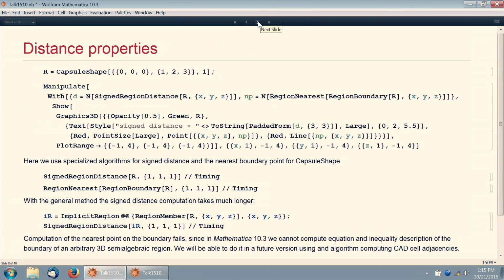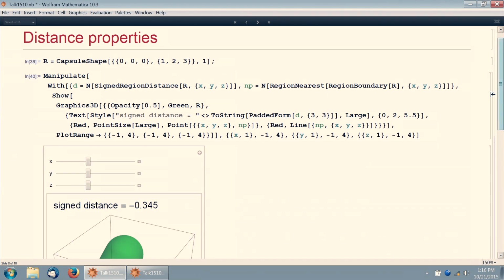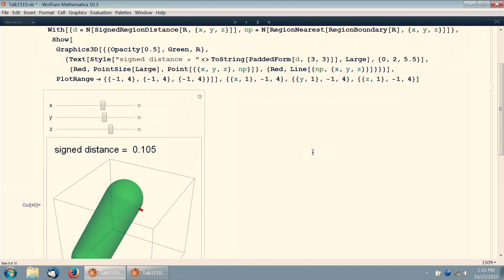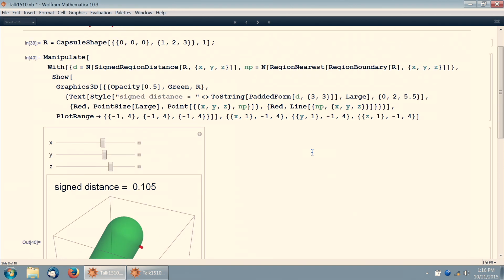Now, distance properties. For instance, let's take the capsule shape. And there's a little demo. So we have the signed distance to this capsule shape. It works fast enough that I can actually show it in a Manipulate demo.